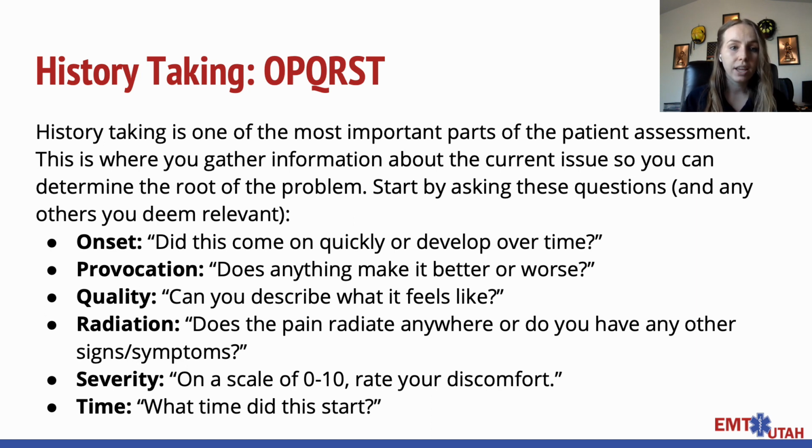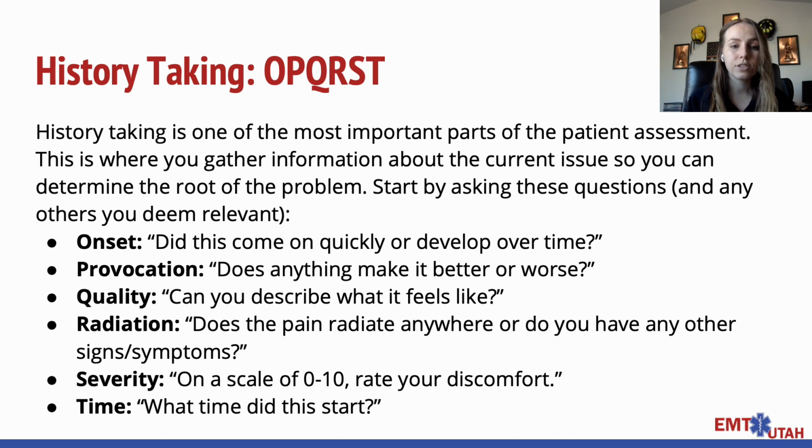P is for provocation. Does anything make this feel better? Does anything make this feel worse? Q is for quality. Can you describe what the discomfort or the pain feels like? This may be chest pain that's crushing or stabbing or tingly. All of those things are going to send us in a different direction for the diagnosis. R is for radiation. Does the pain radiate anywhere else? Do you have any other pain? Do you have any other symptoms or signs?